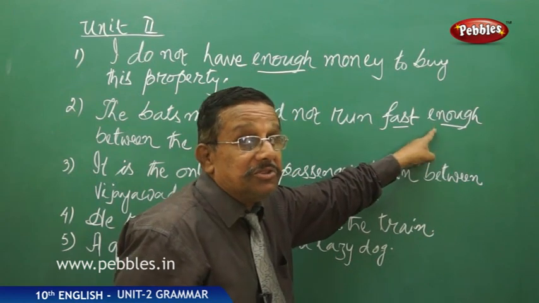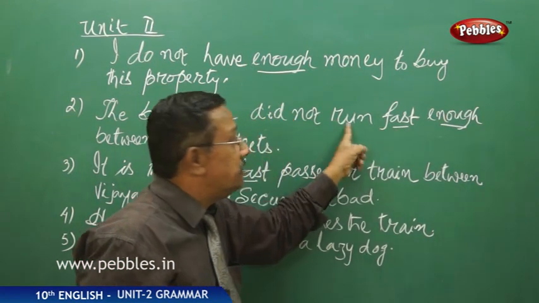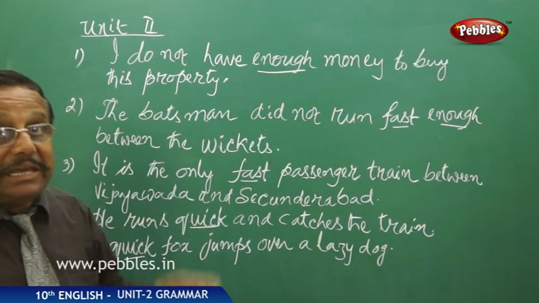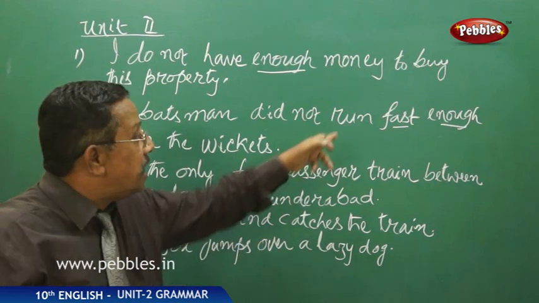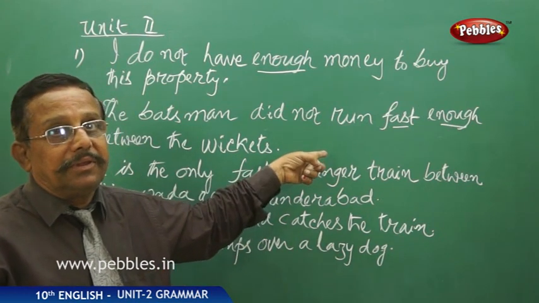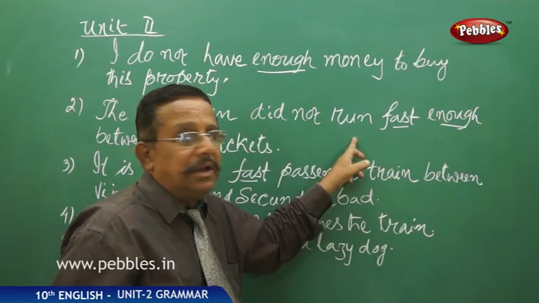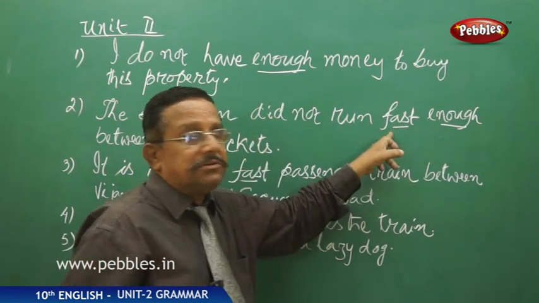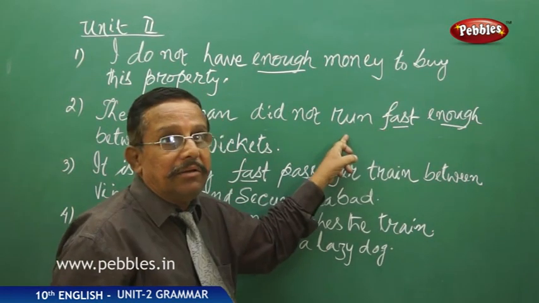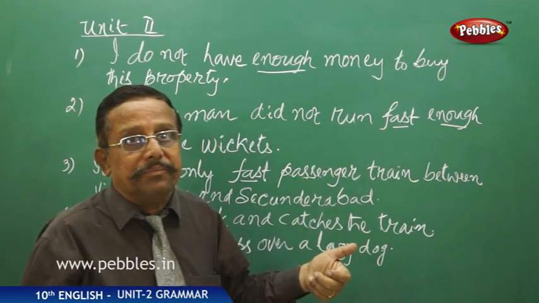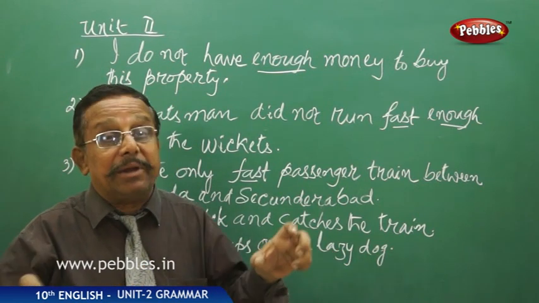Enough. This is also one more adverb because this talks about this, not this. That enough word is modifying the word fast, not run. It does not have anything to say about run. It says everything about fast. What is this? This comes after run. What is run? Verb.